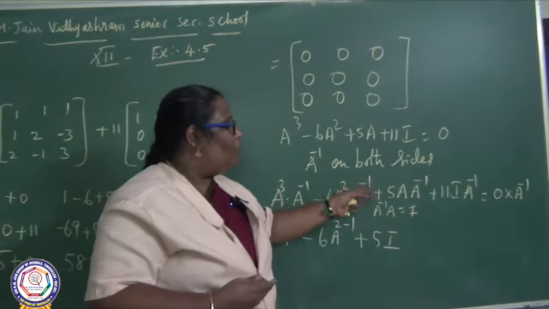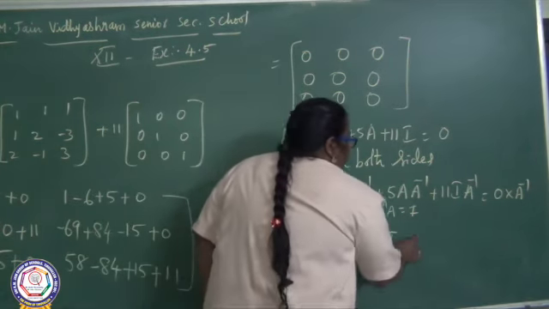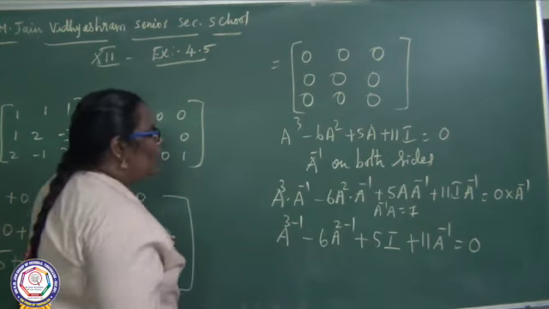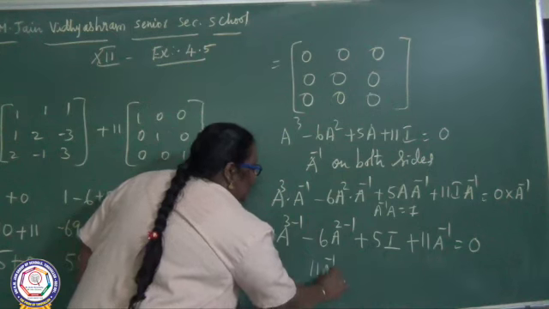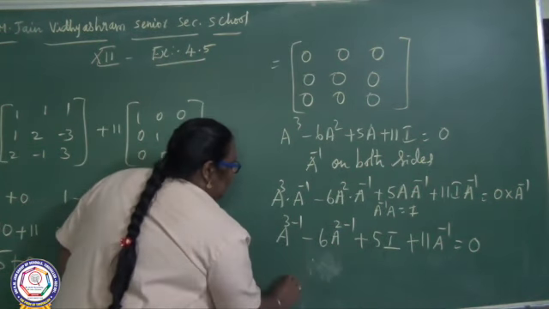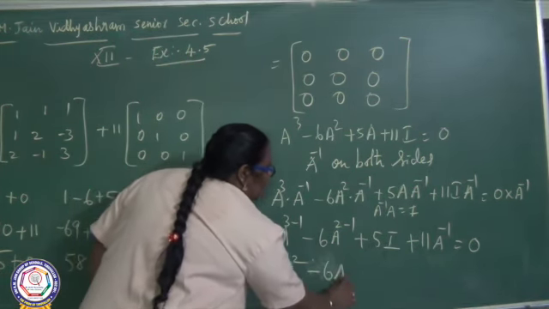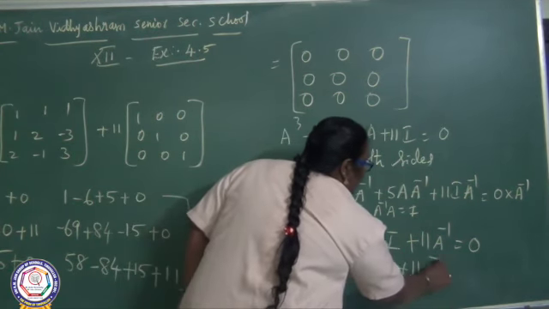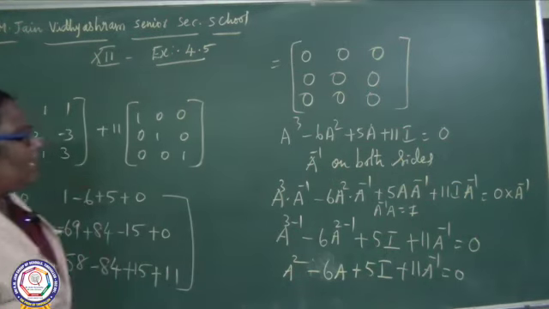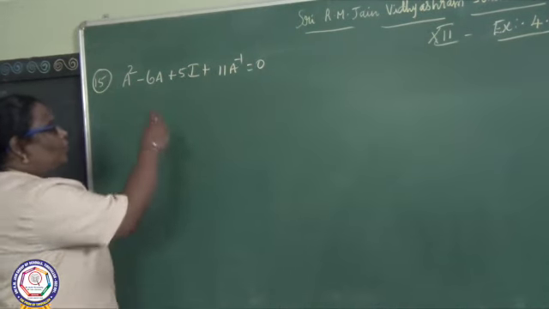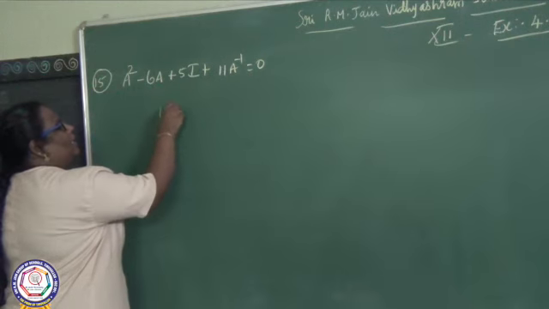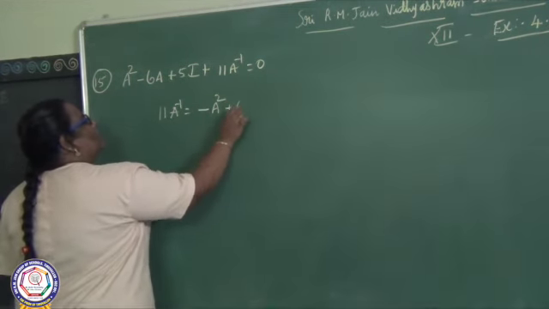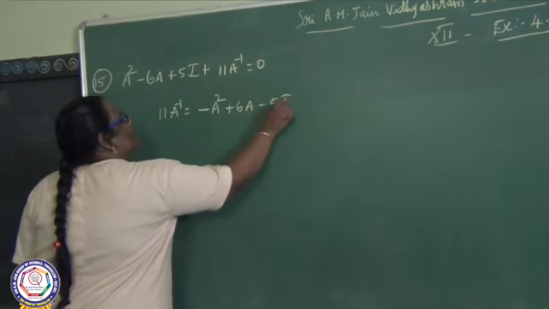The same procedure we will follow here also. Plus 11 into A inverse, 0 into A number is 0. So, I want the value of 11 A inverse. See here, A square minus 6A plus 5I plus 11 A inverse equal to 0. We find the value of A inverse. So, we can keep 11 A inverse on this side. You can bring the remaining terms to the other side. Minus A square plus 6A minus 5I.